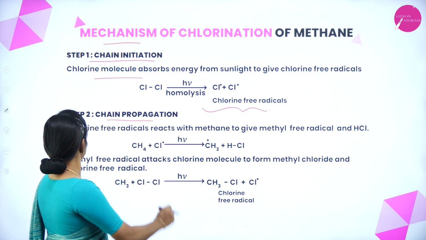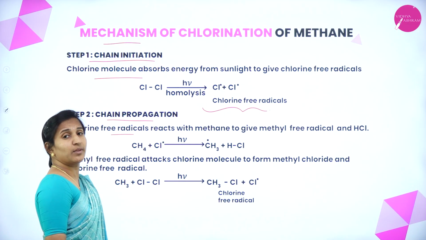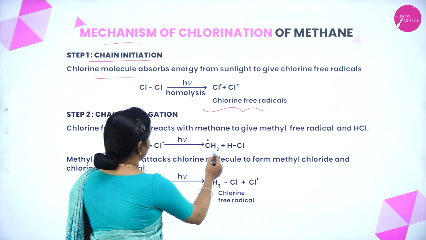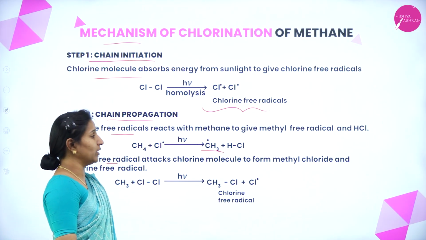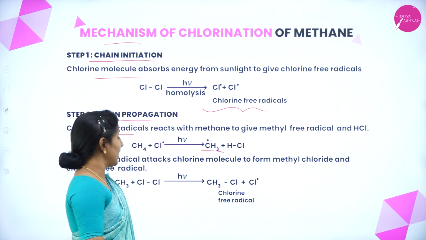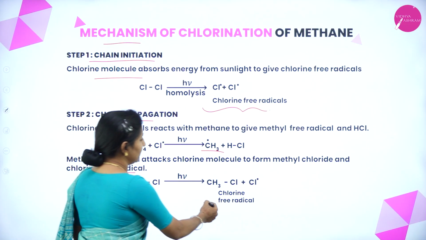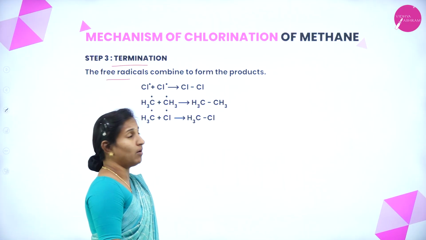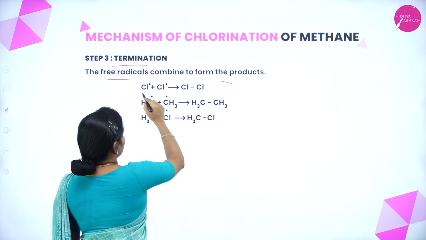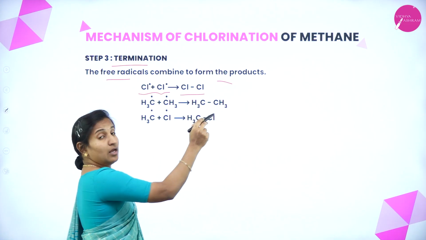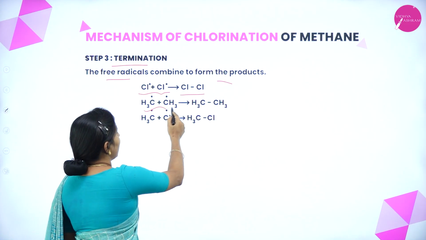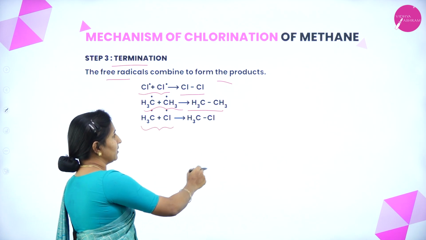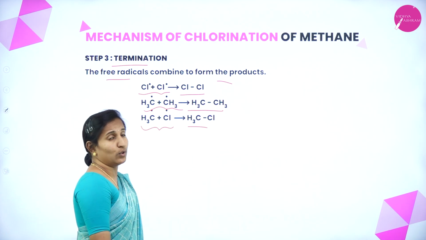Step 2: Chain propagation. A chlorine free radical reacts with methane to give a methyl free radical and HCl. The methyl free radical attacks chlorine to form methyl chloride and a chlorine free radical. Step 3: Termination. The free radicals combine to form the product. Here the chlorine free radicals give chlorine gas. Methyl free radicals combine to form ethane. A methyl free radical and a chlorine free radical form methyl chloride.